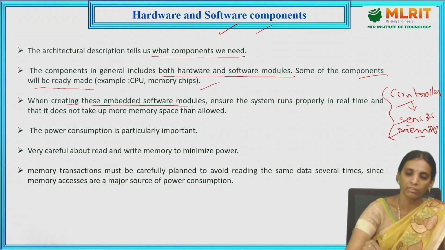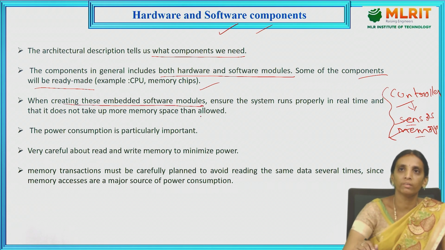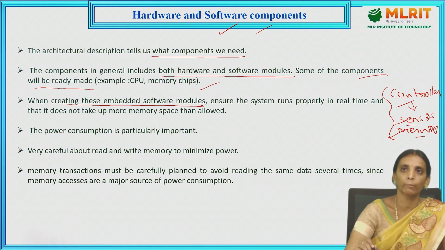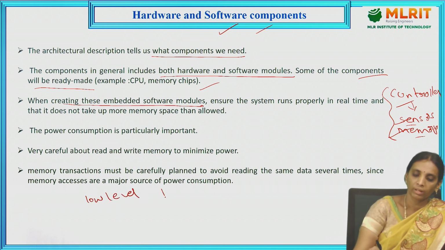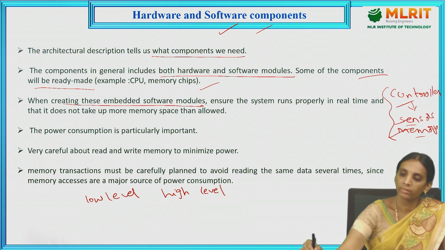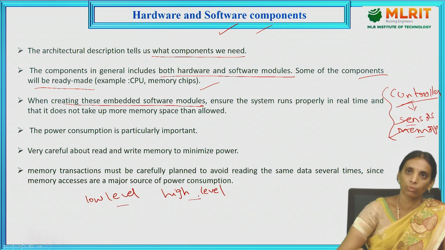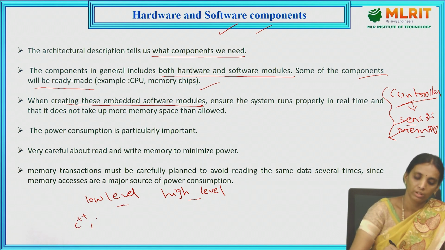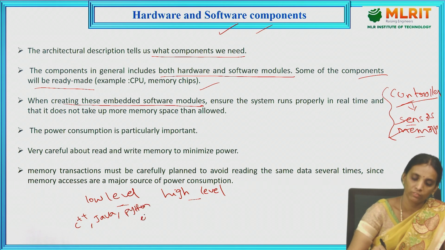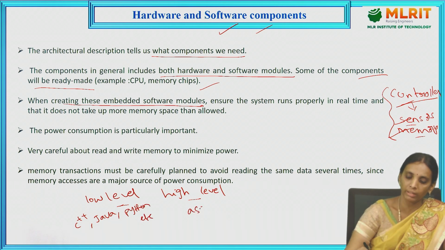When creating the embedded software modules, we have to choose which type of programming language is suitable for that particular application. There are so many languages, low level languages and high level languages. For the controller board which is used in designing the embedded system, which language is suitable for that controller? The low level language means C++, Java, Python, etc. The high level language is nothing but assembly language.